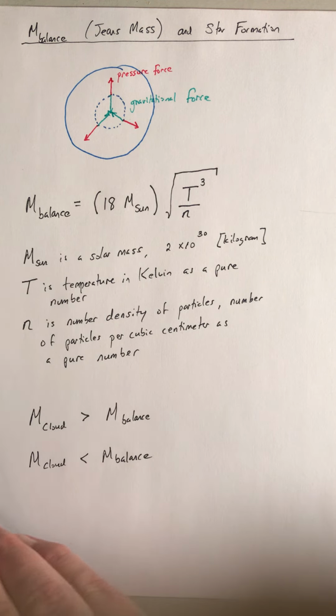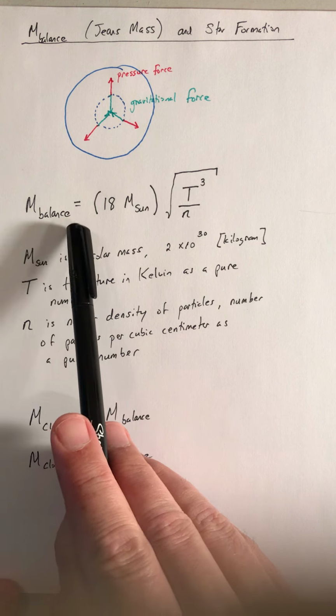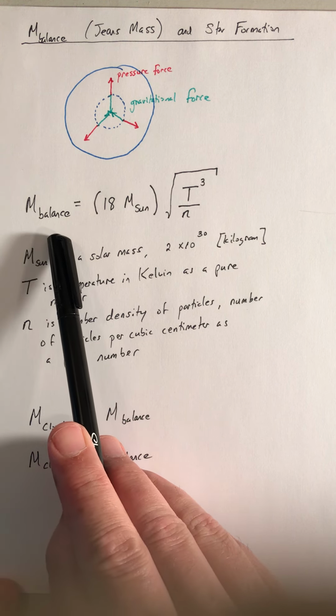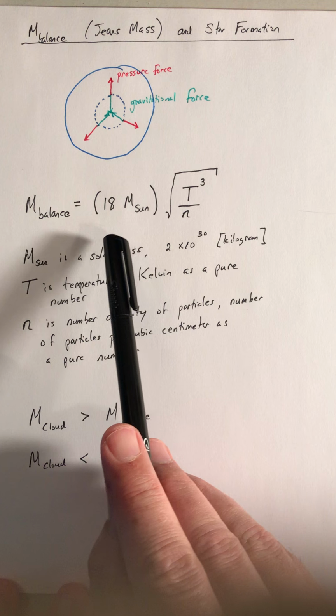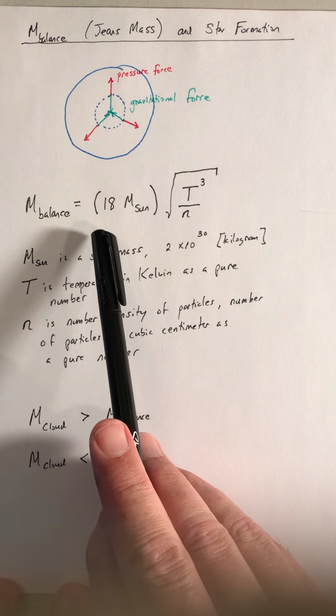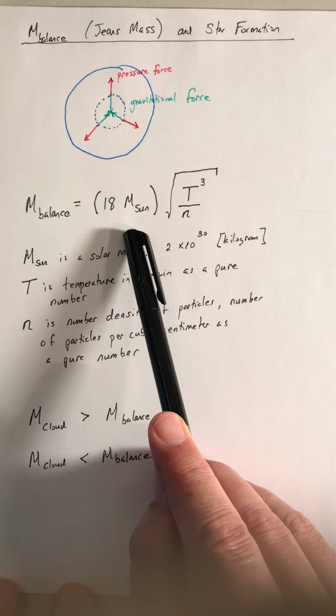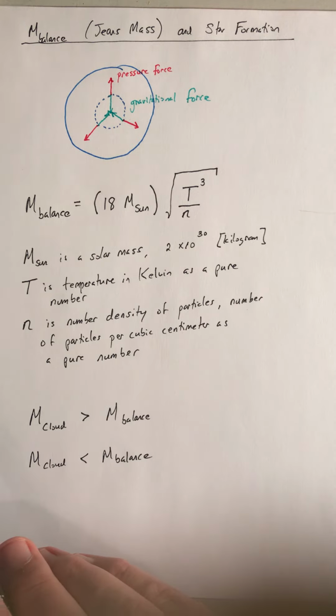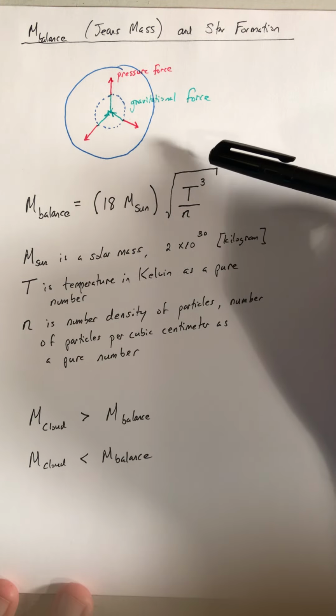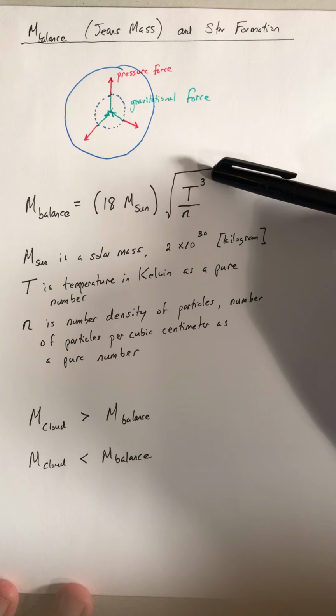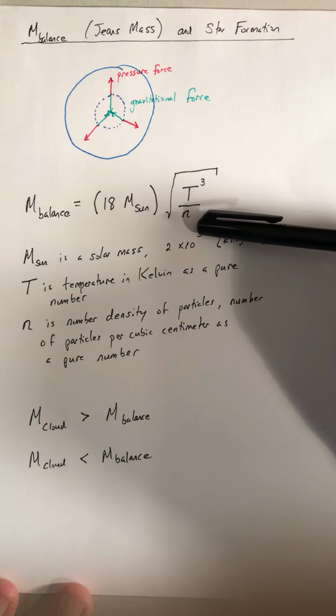And so you can rework the Jeans mass into the form that's in your book, which just says that the mass that can be in balance for my cloud is going to be this factor 18 times the mass of the sun. So it's just a scaling factor. And then under a square root, I have a temperature cubed divided by the number density of particles.